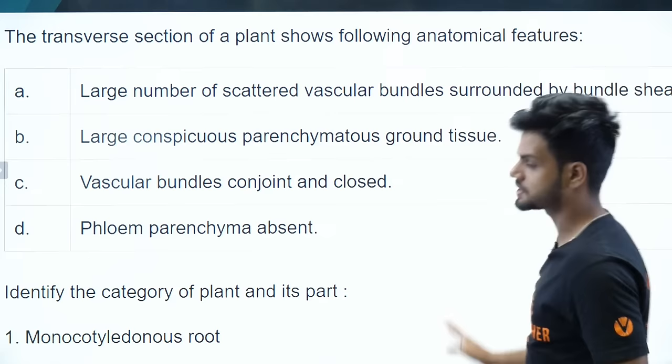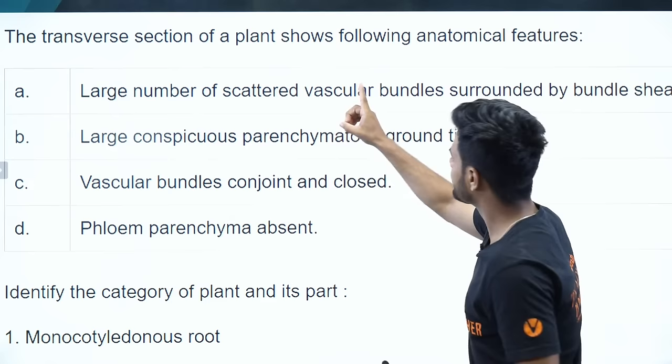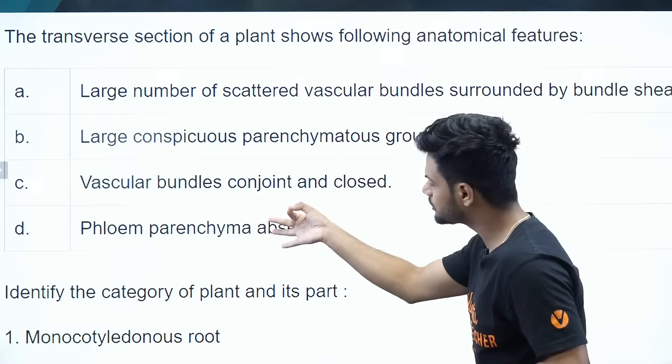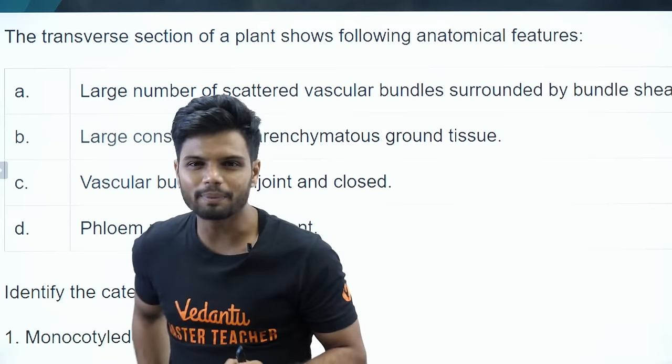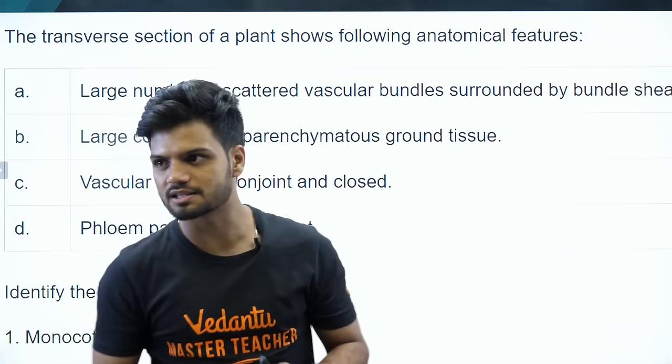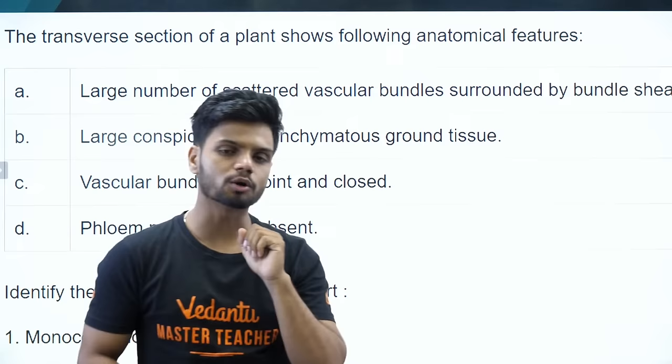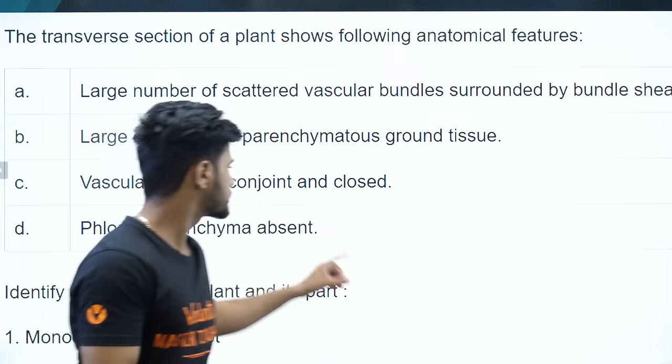Large number of scattered vascular bundles surrounded by bundle sheath. Large conspicuous parenchymatous ground tissue. Vascular bundles conjoint and closed. Phloem parenchyma is absent. Now, let's break it down, because every student should understand the concept before mugging it up. It says here conjoint and closed. Can this be dicot by any chance? No. It cannot be dicot because it is closed here.